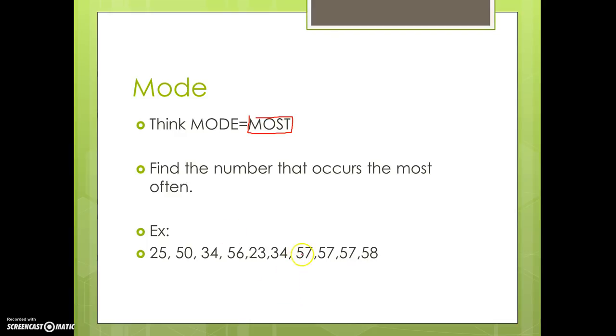Welcome back. Hopefully you saw that the number 57 was listed 3 times. That would be considered the mode. 34 was listed twice, but 57 was listed 3 times, so that would be considered the mode.